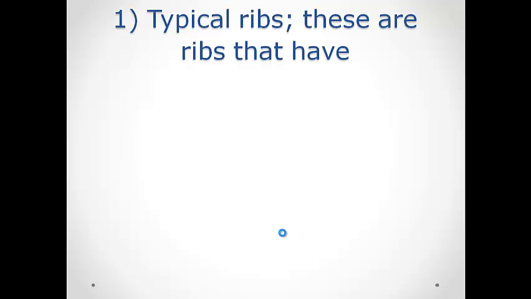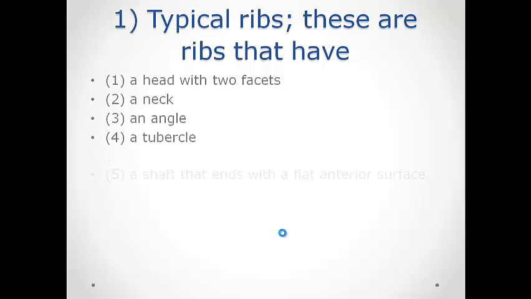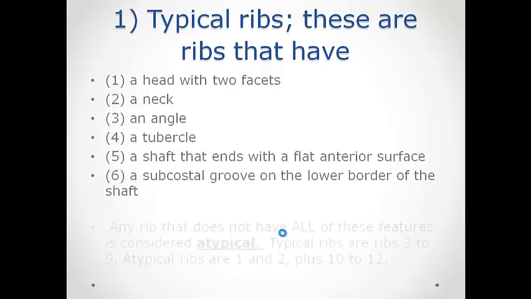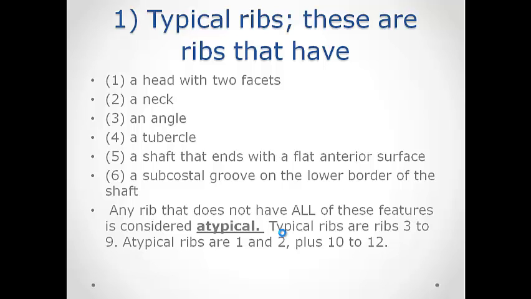Now, typical ribs, as stated, are ribs that have a head with two facets. Please make sure that you mention that it has two facets. They have to be two. They have a neck and an angle, a tubercle, and a shaft that ends with a flat anterior surface, and a subcostal groove that is found on the lower border of the shaft. Now, in order for a rib to be classified as typical, it needs to have all 6 features.